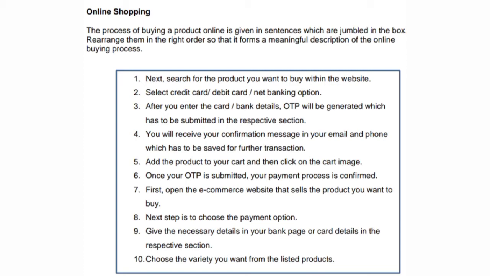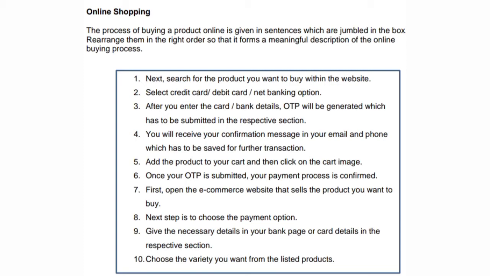Second line is, next search for the product you want to buy within the site. Third one, choose the variety you want from the listed products. Fourth one, add the product to the cart and then click on the cart image. Fifth one is, next step is to choose the payment option.